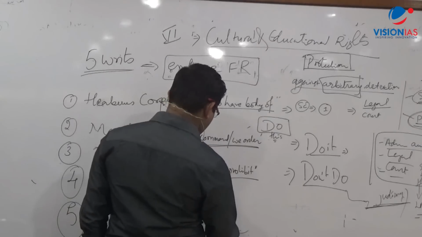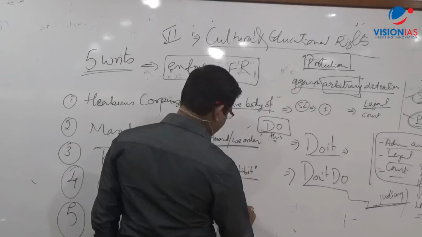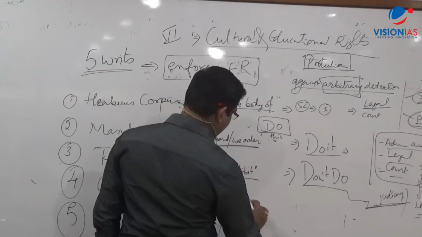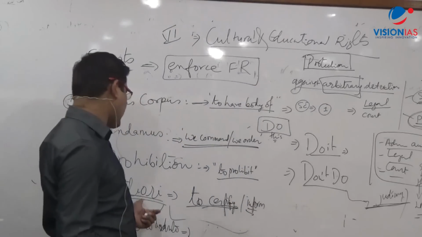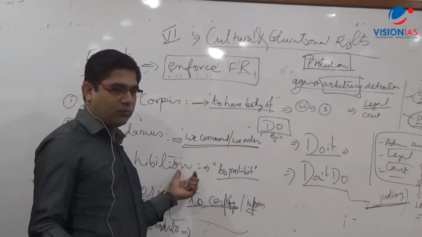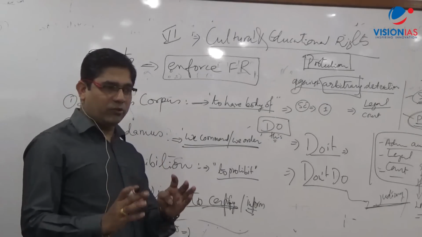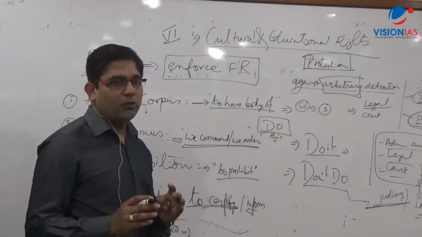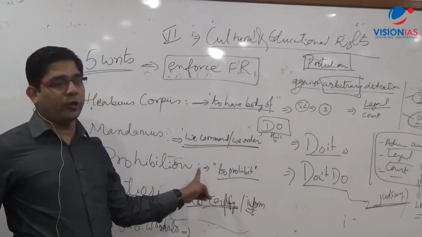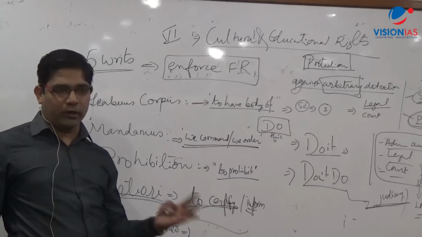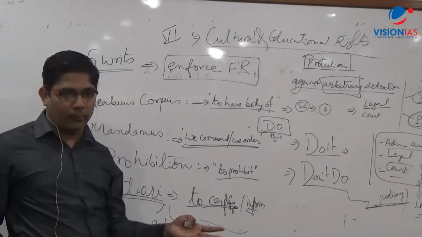Certiorari is to certify or to inform. Now, this certiorari has to be compared again with prohibition. See, prohibition is something which has not yet happened. You are preventing it from happening. So it means that you cannot cure here. It is not for cure. This is only to stop something which has yet to happen.